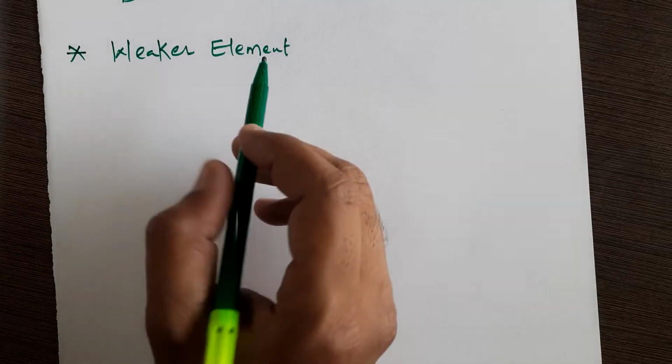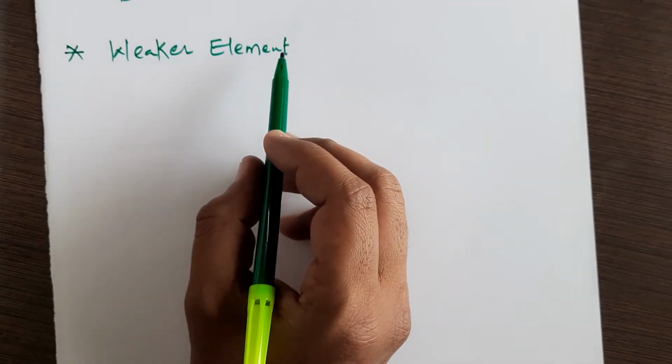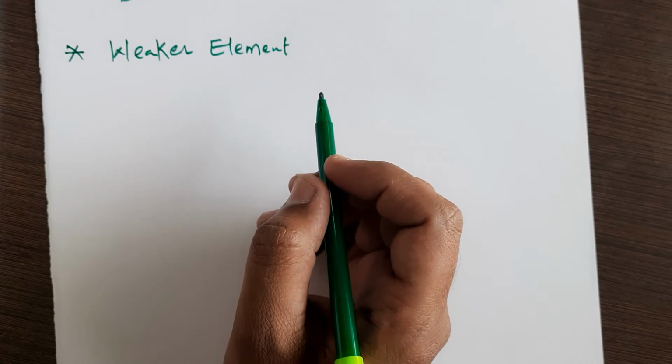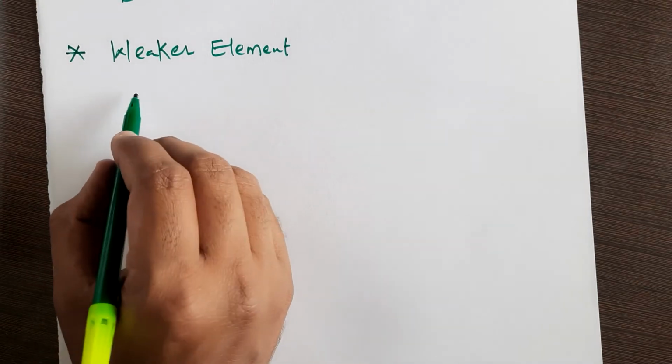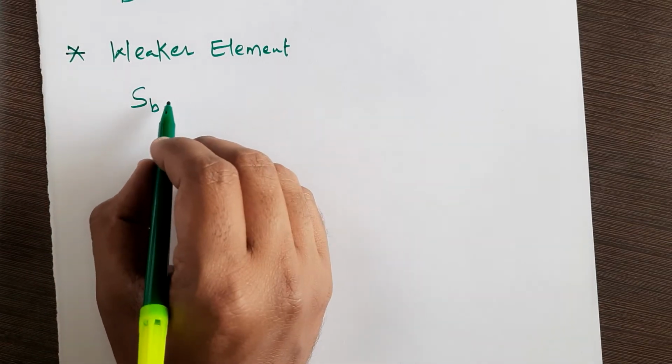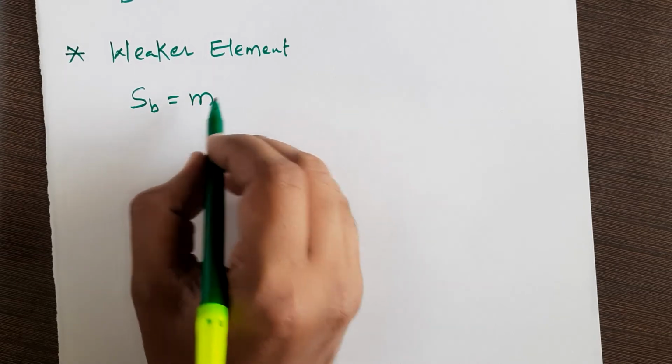Now the next topic is the weaker element. Finding the weaker element of bevel pinion and gear: either the pinion is weaker or the gear is weaker. So to find the weaker element, again we have to use the equation of beam strength. Based on beam strength we can find the weaker element.